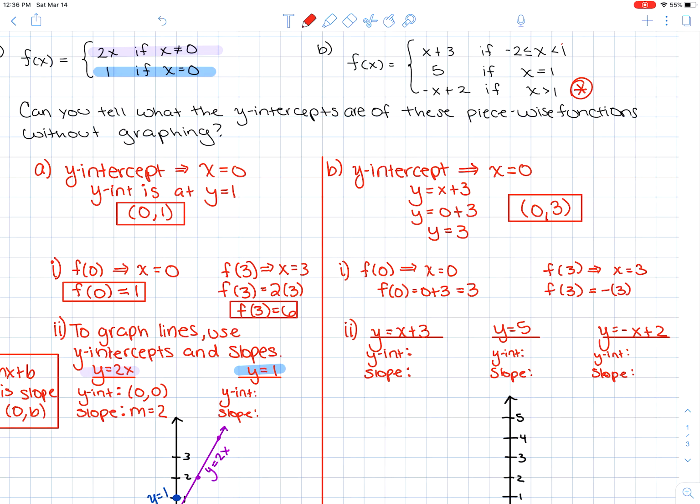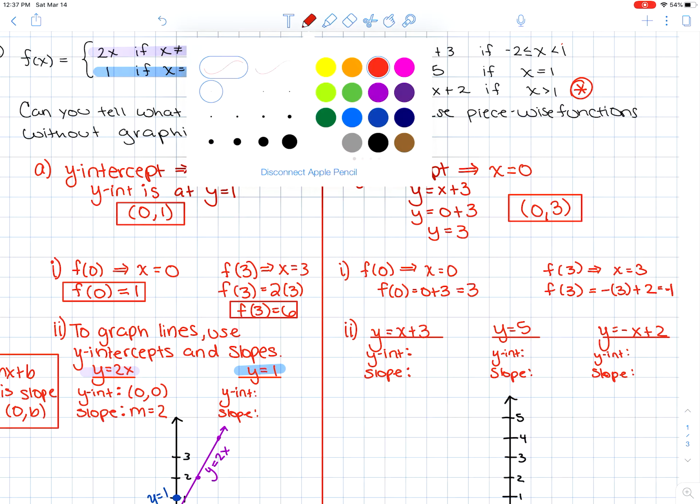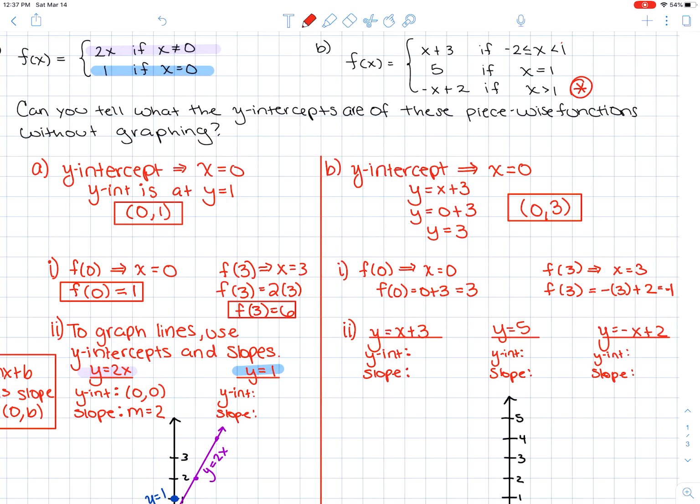And we are plugging in 3 for x, and that is equal to negative 1. And just in case, I'm going to write here, use f of x equals negative x plus 2. Okay, just in case you're wondering what function we used.